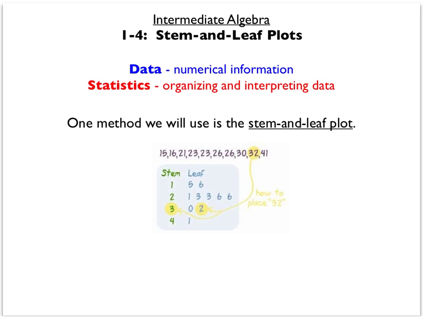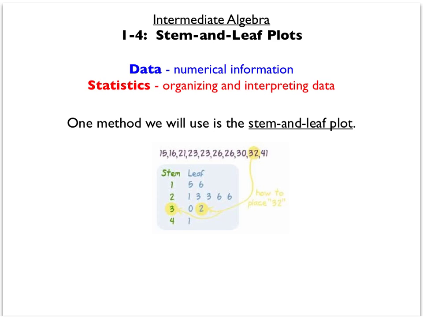One of the things that we will emphasize in this class in an ongoing fashion is the difference between data and statistics. Data, as you can see here, is just the numerical information. If you just saw a list of numbers, that would be considered data. But the statistics part is what we really want to focus on. Statistics is the organizing and interpreting of that data. As I said, we'll be looking at that over the course of this whole class. Usually a little bit each chapter we might have a particular statistical item that we will look at.